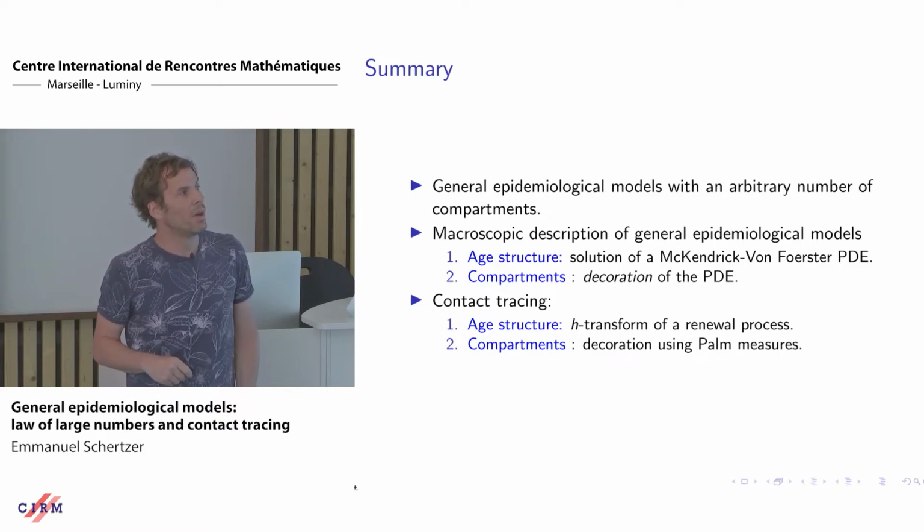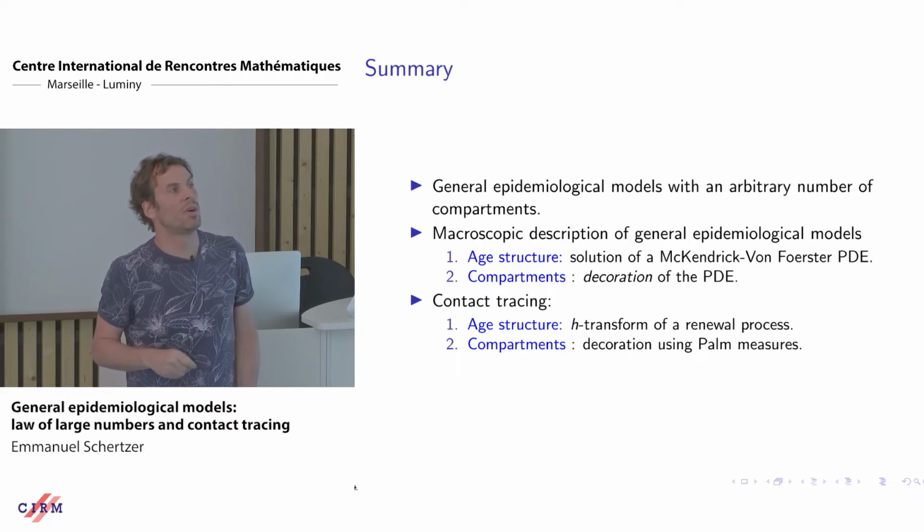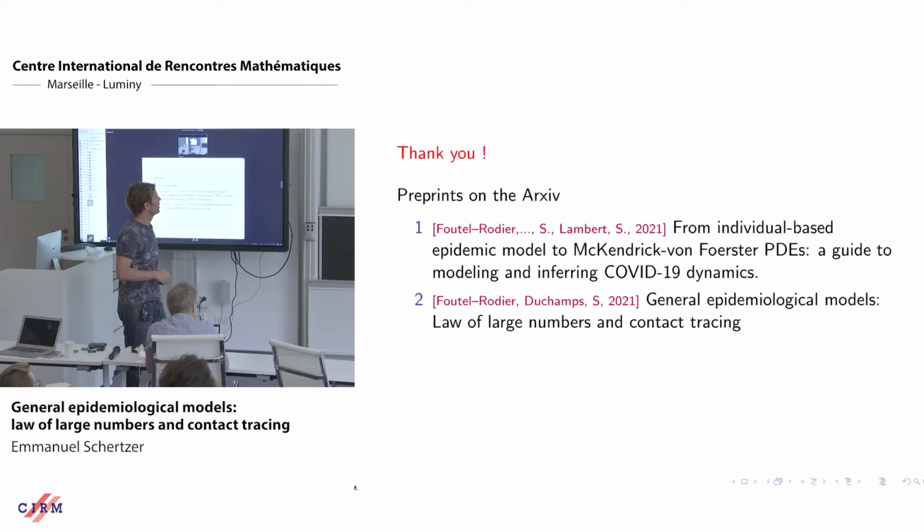First of all, the age structure along a transmission chain is defined as a renewal process, or more precisely, as the age transform of a certain renewal process. And once you have the age structure, you just decorate the transmission chain with Palm measures, and you get the full picture for your transmission chain. And with this, I think I'm done.